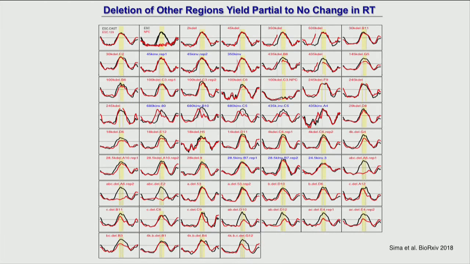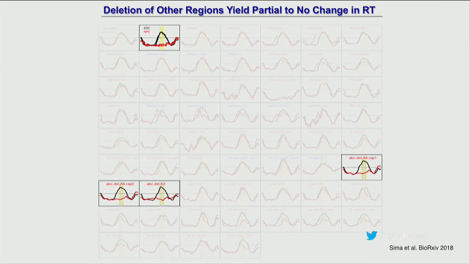And I'm not pointing to anything particular here. I just want to say that I hope you appreciate how dramatic the phenotype is, because I generated many, many different mutations before this, and all of them yield very little effect other than the triple deletion.